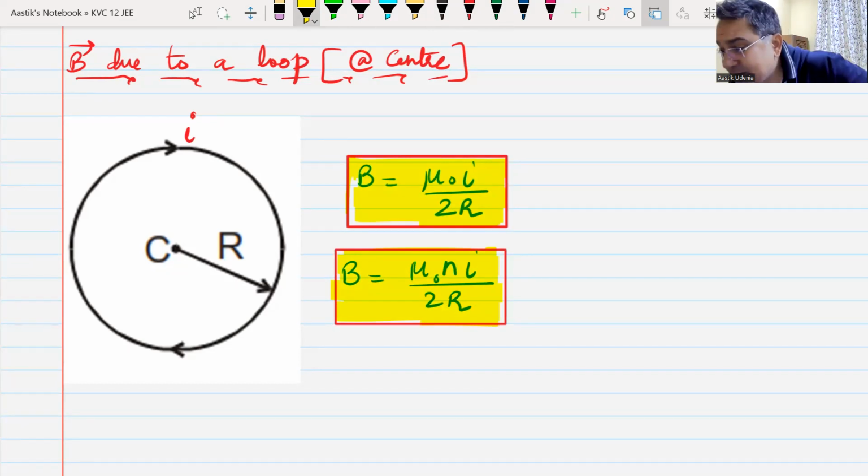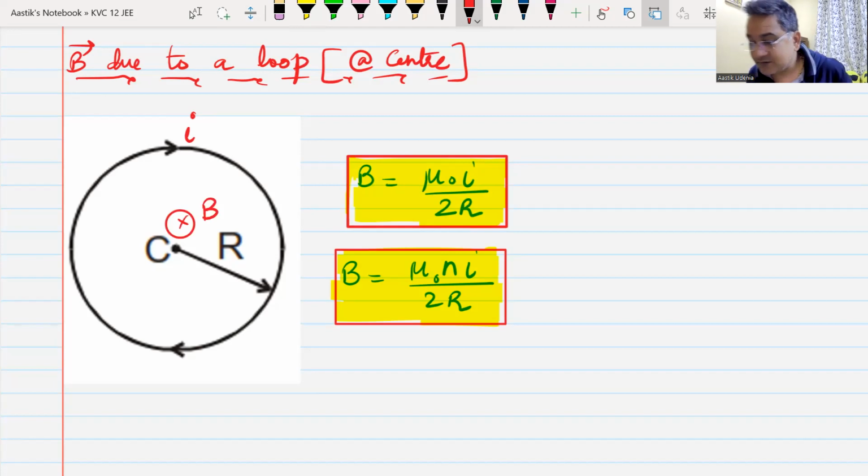This is only the magnetic field magnitude. What is the direction? You can find out the direction by the right hand thumb rule, or here it is simpler. You just turn your fingers in the direction of current. You can call it the right hand curl rule. All are the right hand thumb rule in different ways. So the current is going clockwise. You curl your fingers in the clockwise sense, and where is your thumb pointing? Your thumb is pointing into the board, and therefore the magnetic field is going into the board.